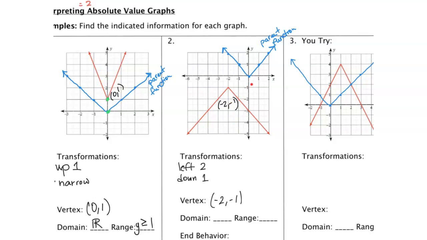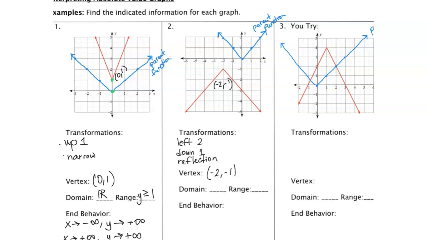The next thing you should notice is that your parent function is sitting upwards, but the new function is flipped upside down. That's a reflection. So that's another transformation of ours, reflection. Right, the domain is all real numbers for our absolute value functions. And our range, well, let's look at the highest y value that we can have for our graph. The highest y value that we can have is a -1, and then everything below it. So then this would be y is less than or equal to -1.